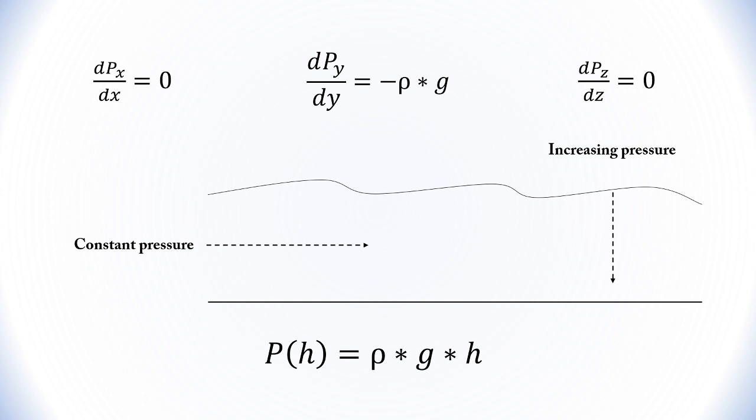By integrating that derivative, we can obtain the commonly known expression for pressure at a certain depth. P of h equals rho gh, where h is the distance from the surface. This is an equation that will be used a lot in this class, so try to remember it.